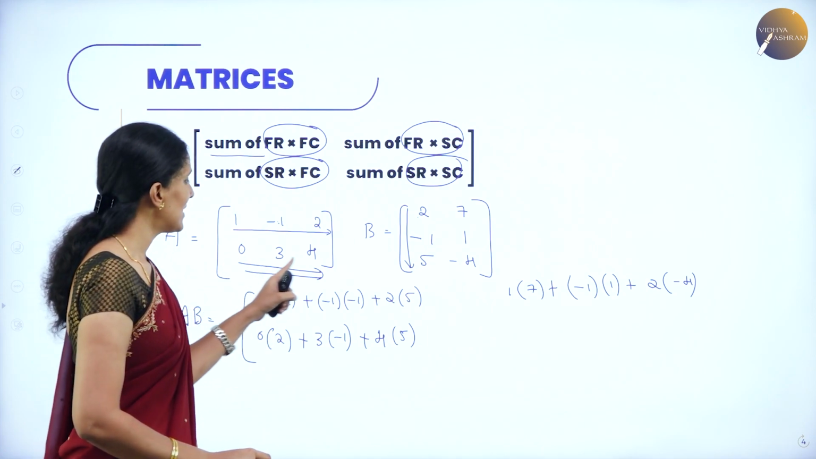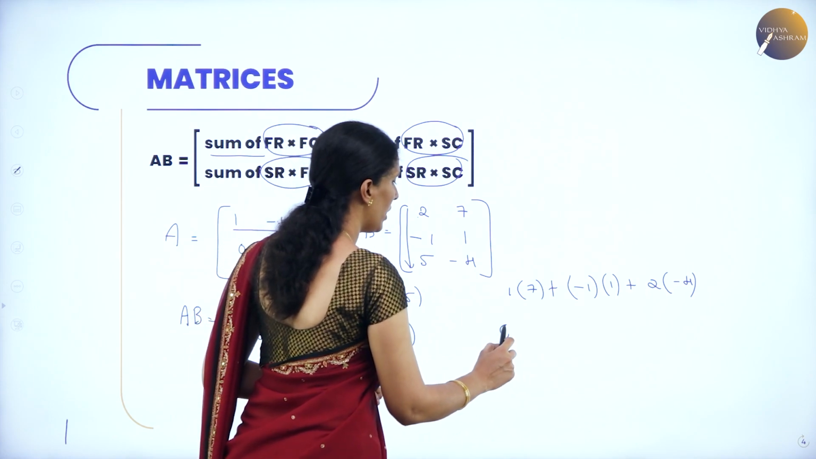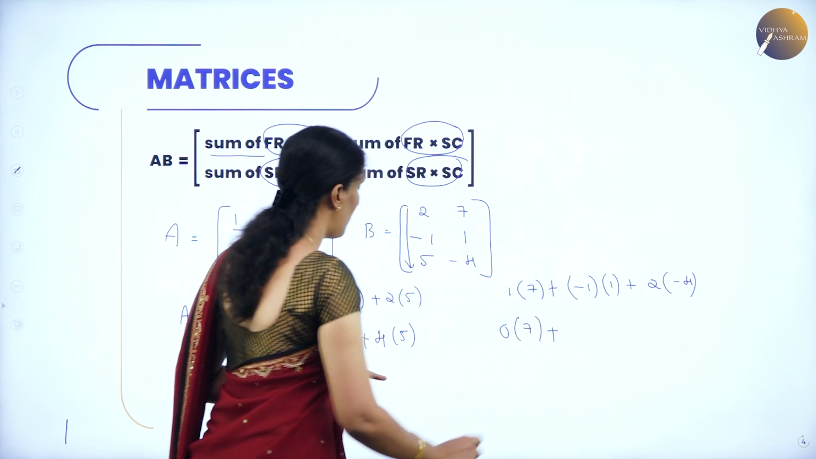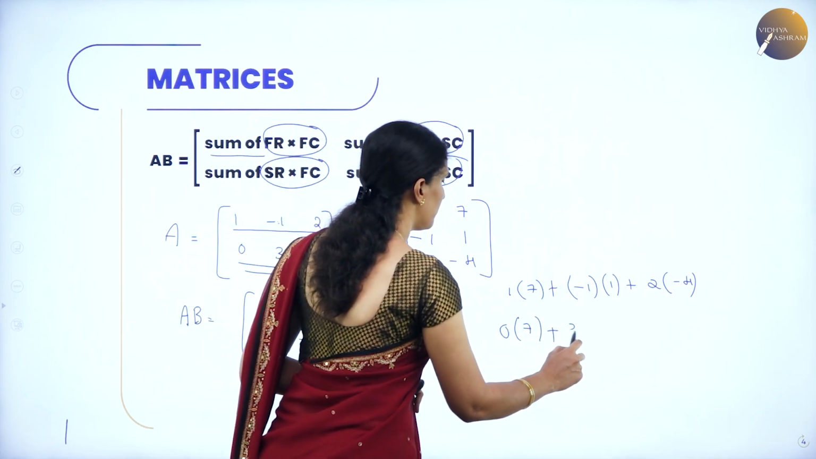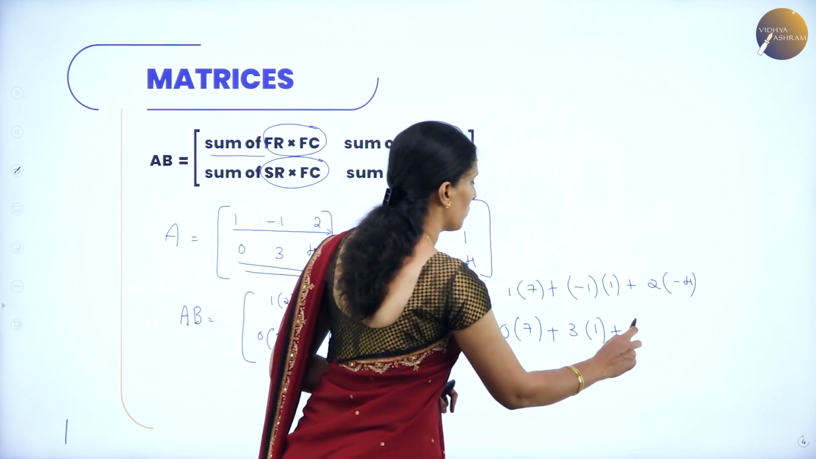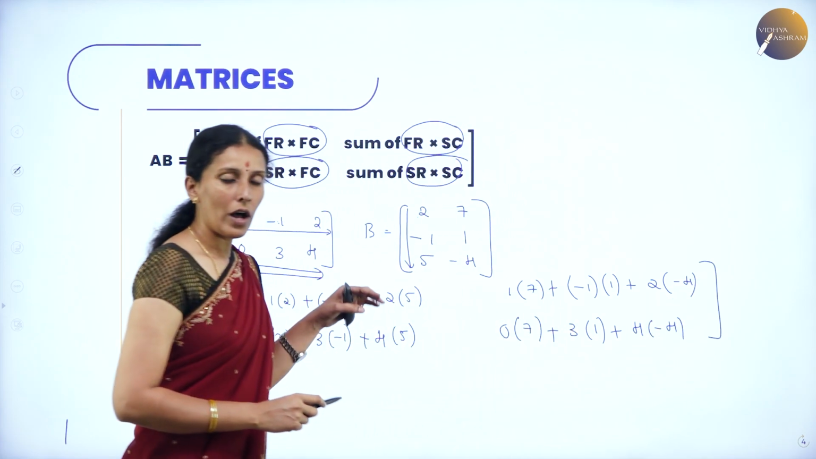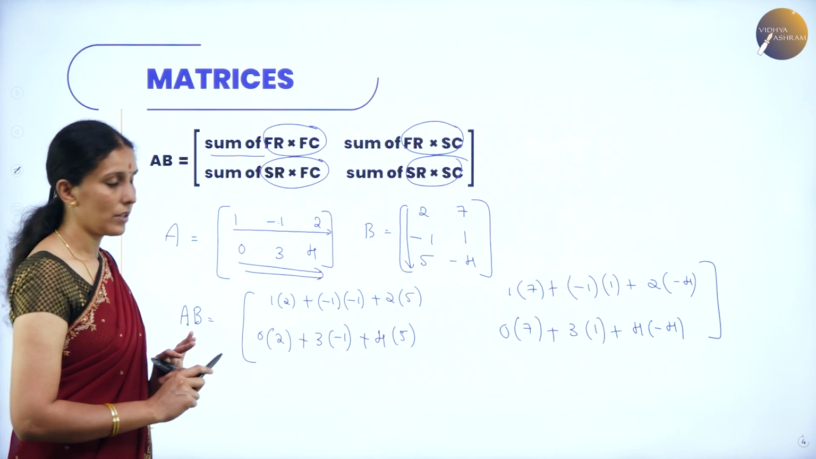Now, the last one is second row with the second column elements. That is 0 into 7, plus 3 into 1, plus 4 into minus 4. So this is done now. There are no other columns left. There are no other rows left here.